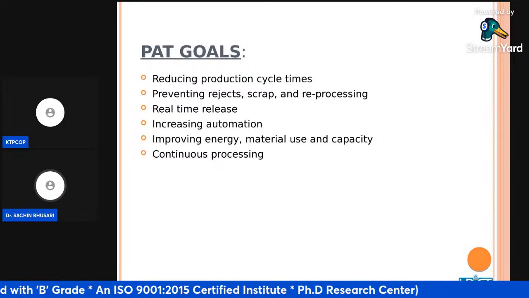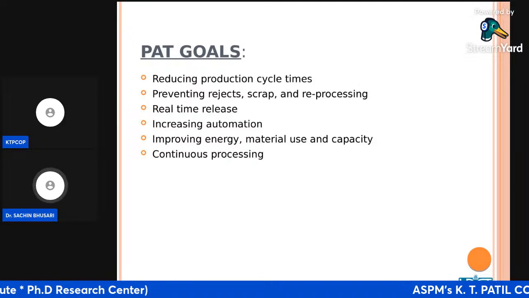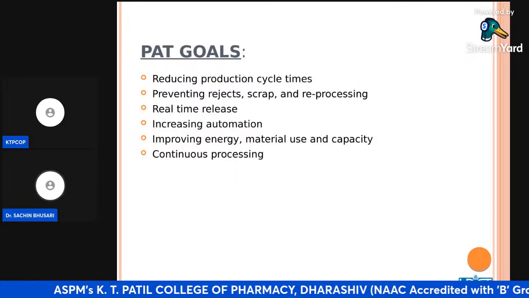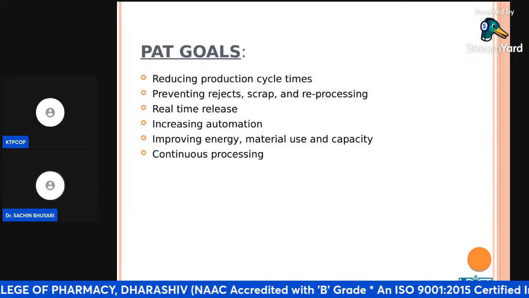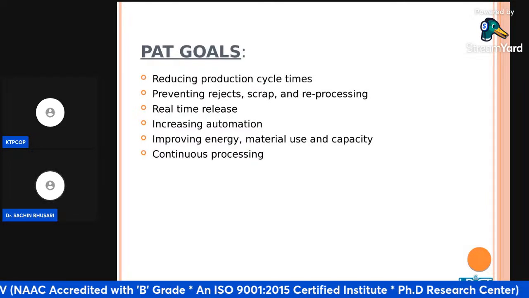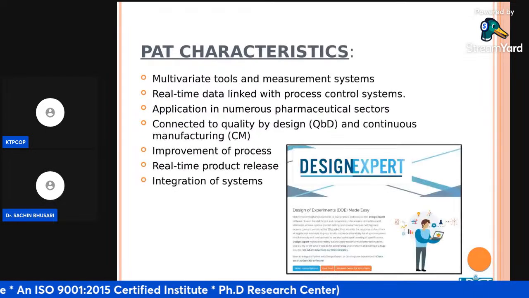If you have the PAT framework, if you have PAT technology, you can always go into continuous processing. That means you can have continuous manufacturing, continuous testing, and real-time release. So you can keep your plant on 24/7, and you can earn, and you can go for manufacturing, whatever your task, maybe API, maybe formulations, maybe impurities. So these are the goals of PAT.